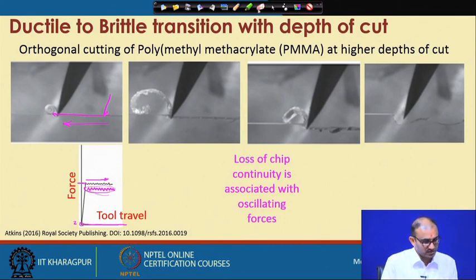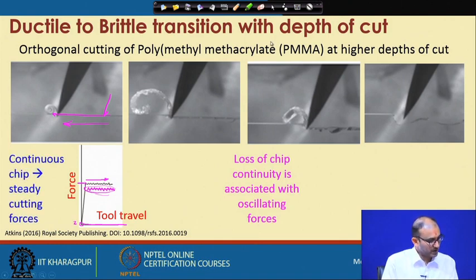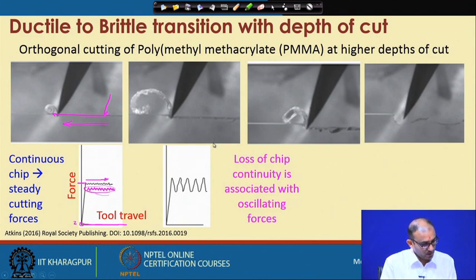Now, let us move to the next figure. When you are getting a continuous chip, steady cutting forces occur. This is considered the steady cutting force. Now, coming to the next part, your chip is not similar to this chip. Your depth of cut is increased a little bit, and in this diagram the variation in the cutting force is also a little high.